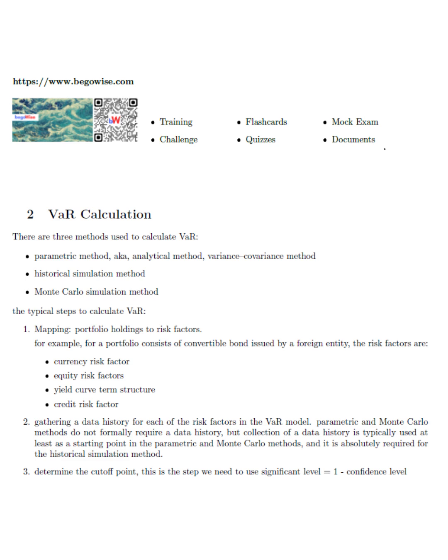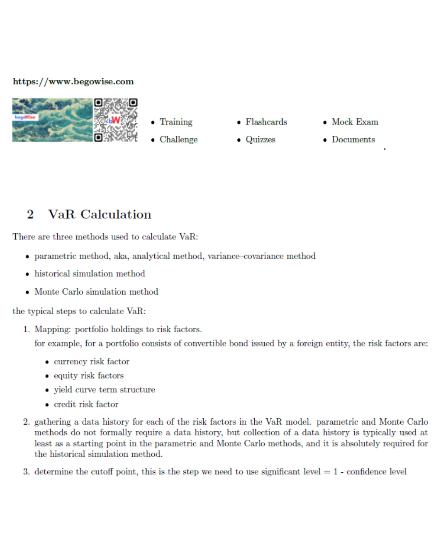Step 1. Mapping portfolio holdings to risk factors. First, we need to identify the risk factors that affect our portfolio. For example, if we have a portfolio that includes a convertible bond issued by a foreign company, the risk factors might include currency risk, the risk that exchange rates will change. Equity risk, the risk that stock prices will change. Yield curve risk, the risk that interest rates will change over different time periods. Credit risk, the risk that the bond issuer might default.